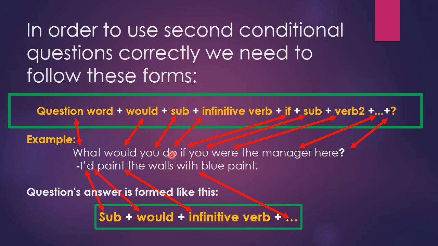Okay, it has no additions. What would you do if, here it is, then after if comes a subject, which is you. What would you do if you were, verb 2 of are, if you were the manager here, and then comes the question mark, and the rest of the sentence is the manager here. So someone is asking another person what would they do if they were the manager.